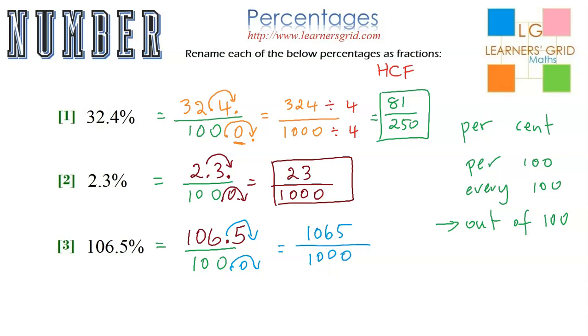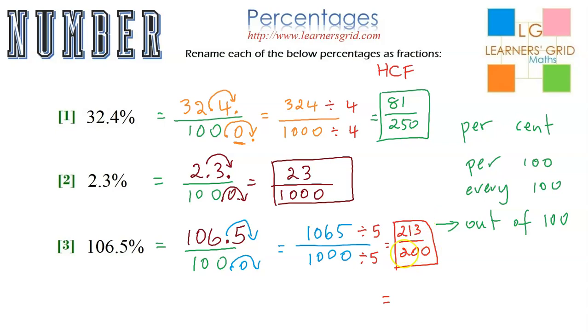Now we come back to knowing your highest common factors and finding that out. In this case, it will be 5. 5 goes into both of these numbers evenly, and it's the highest number that will do so, and you'll end up with 213 over 200. Now you can have that, and that is correct. You can also have, because it's 213, this is an improper fraction. So you can rename as a mixed fraction.